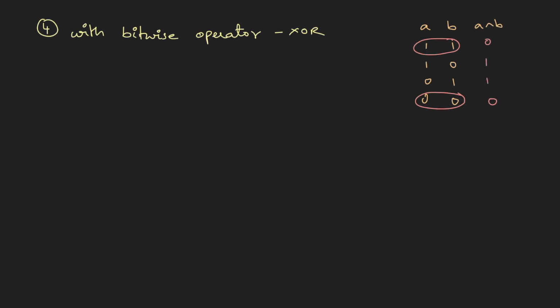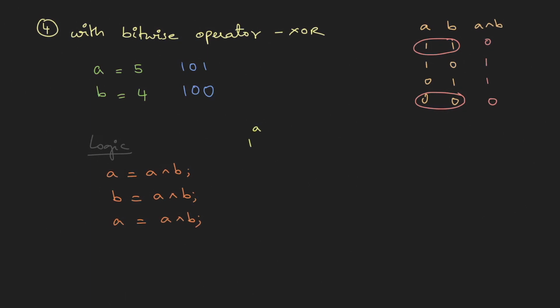Alright. Now for convenience, let me take some example values for a and b. A, let me take it as 5 and B as 4. Because we are dealing with the bitwise operator, let me convert these numbers to binary. 5 is 101 and 4 is 100. And the implementation logic is A equals A XOR B, then B equals A XOR B, then again A equals A XOR B. This is the logic for this particular program. So let me show this with an example. A we are taking as 5, so 101. B we are taking as 4, that is 100.